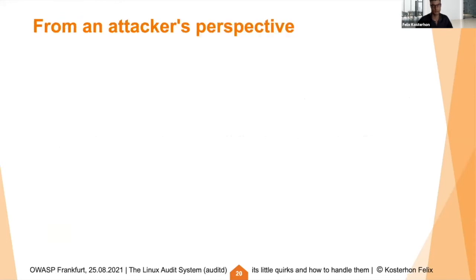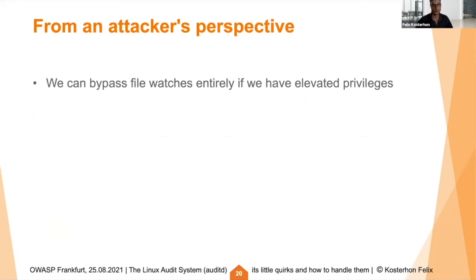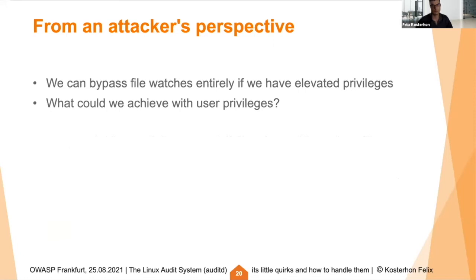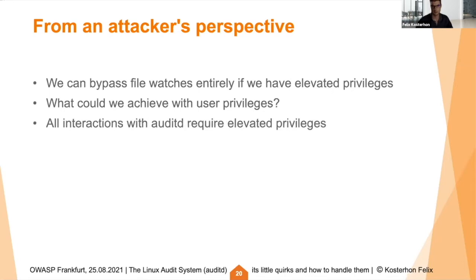From an attacker's perspective now, we know, okay, we can bypass file watchers entirely if we have elevated privileges and if the defender is not aware of it. So this is great. And we could probably wonder, what could we achieve with user privileges? So what if we don't have sufficient privileges to conduct this type of attack or bypass? All interactions with auditd require elevated privileges. So we cannot really do anything here. We can't even read the logs or the log policy.